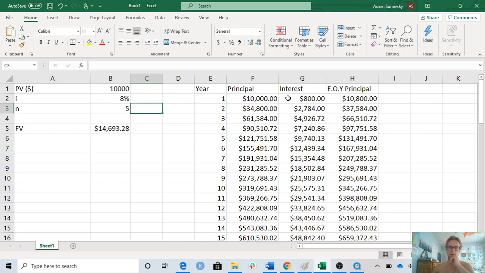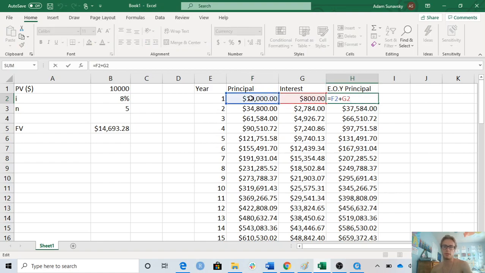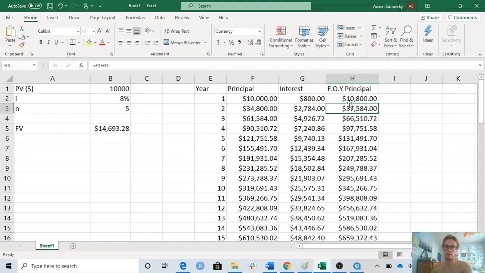And so here, this formula is very simple. So first, your principal is 10,000. You have 800 of interest based on 8% interest rate. And the end of your principal is just going to be the principal plus interest. And therefore, you get 10,800.